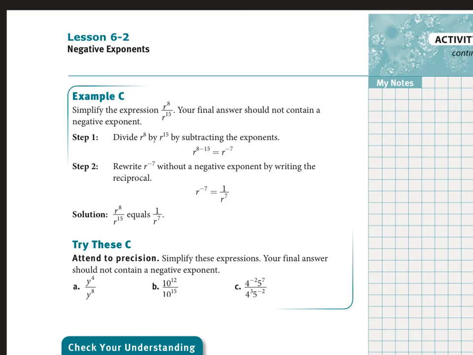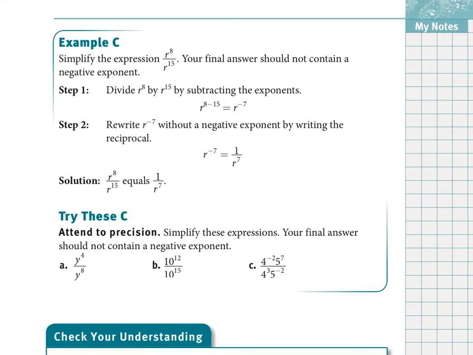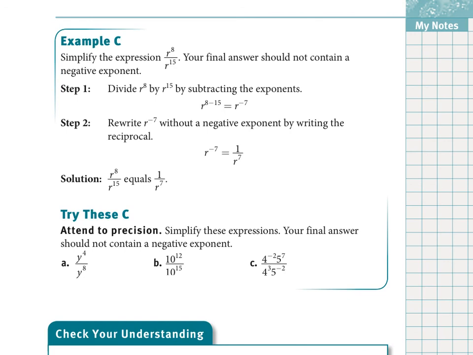All right, let's simplify a few more things here. Example C, they do an example for us where they simplify r to the 8th over r to the 15th. And again, our answer should not contain any negative exponents. Okay, we want to be considered simplified. So if we have a negative exponent, we're going to do the reciprocal trick and take care of it. So first off, step 1 is to divide.